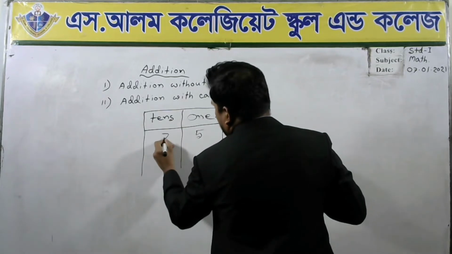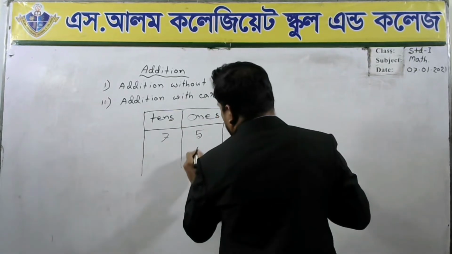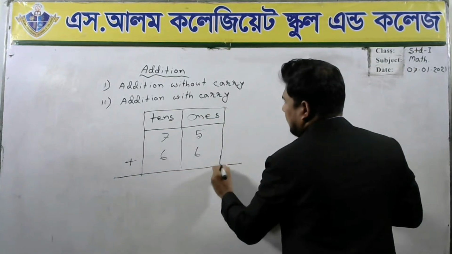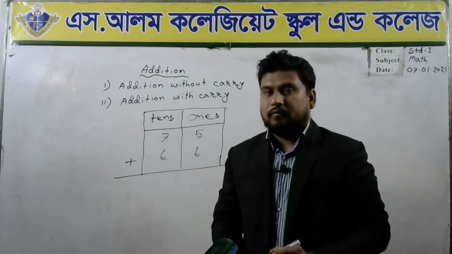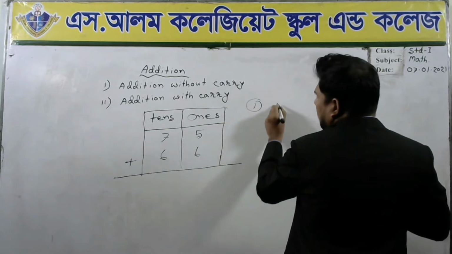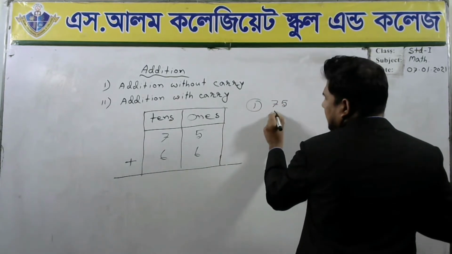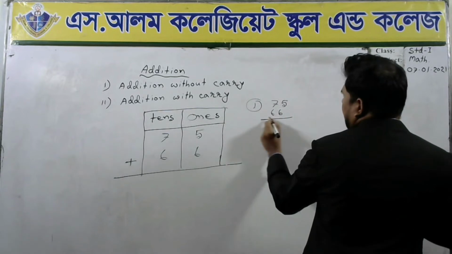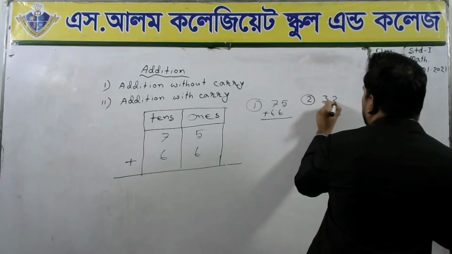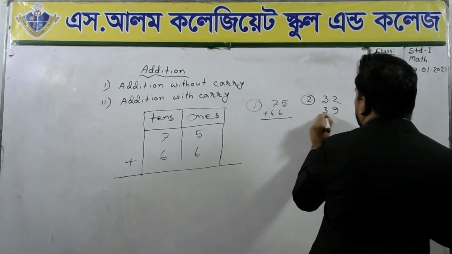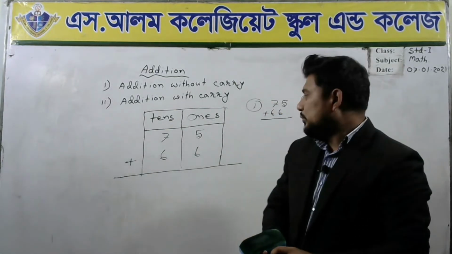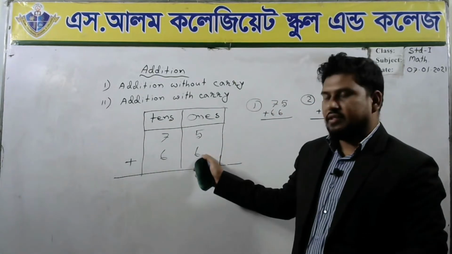Look at the problems. Number 1, 75 plus 66. Number 2, 32 plus 39. How can we add 5 and 6?